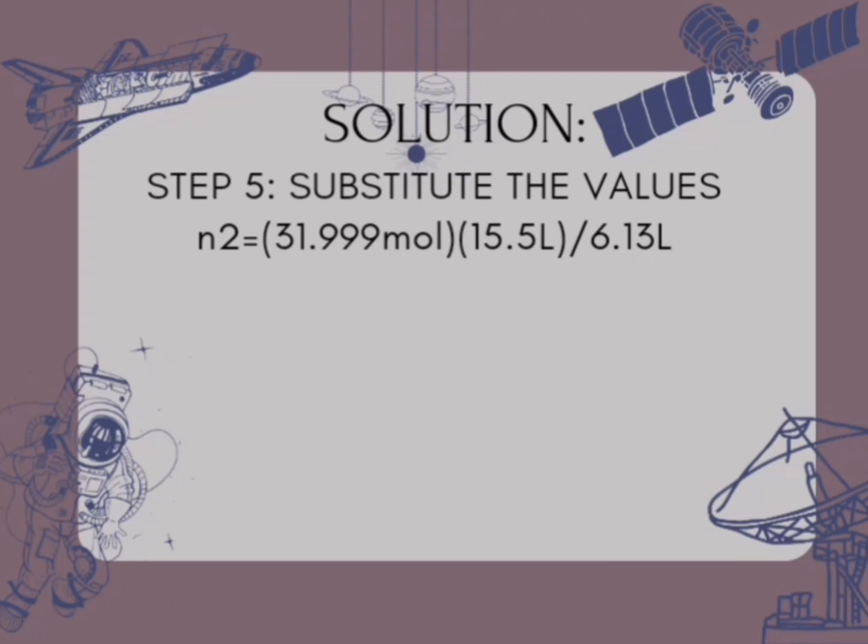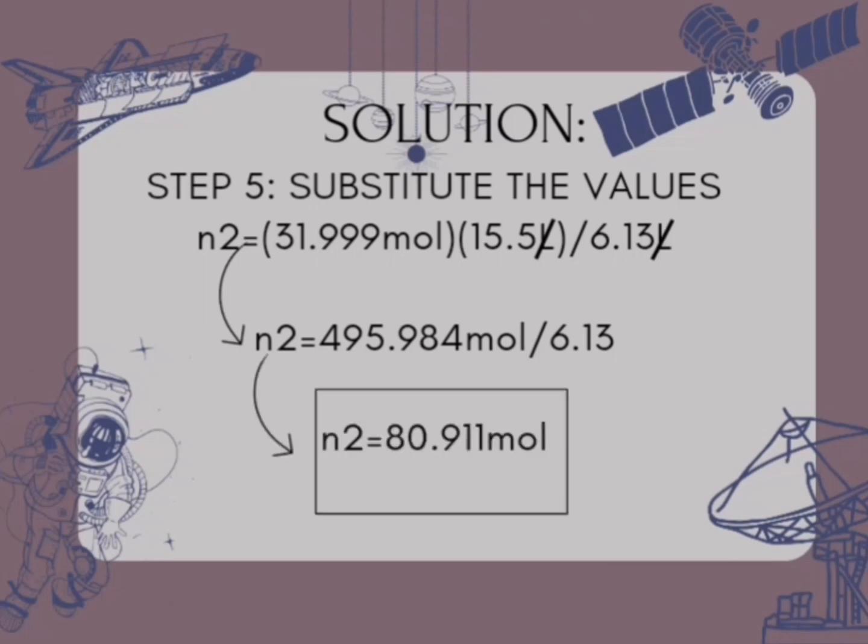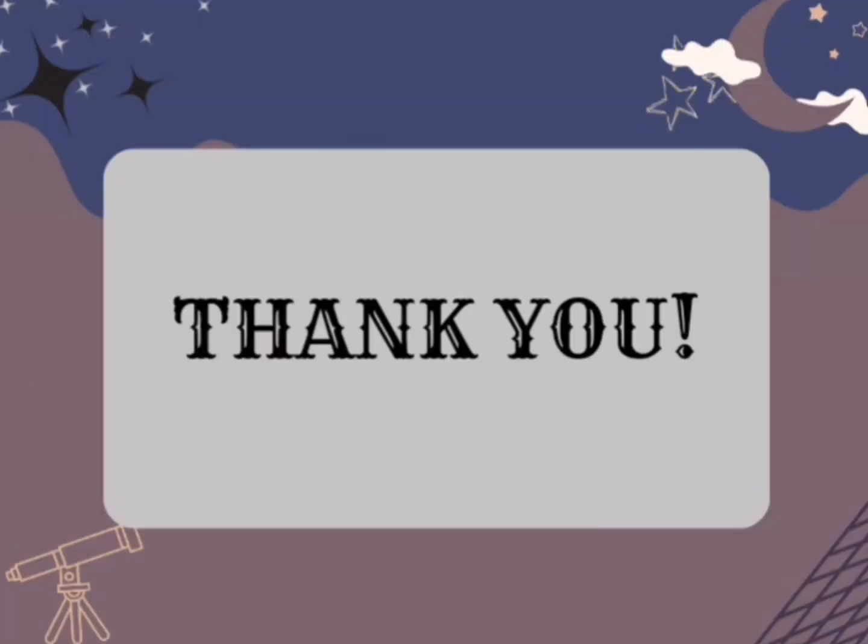N2 is equal to 31.988 moles multiplied by 15.5 liters over 6.13 liters. Cancel the same unit, which is the liters. The answer for the numerator will be 495.814 moles. So N2 is equal to 495.814 moles over 6.13, which gives N2 equal to 80.911 moles.